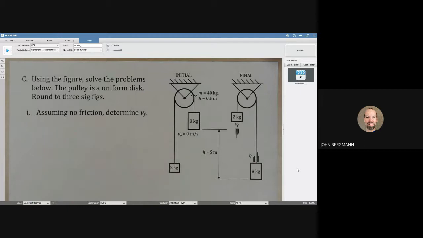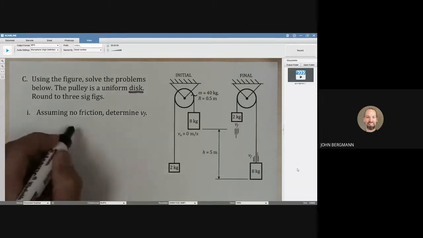Here's our situation. We have an 8 kilogram mass on the right, a 2 kilogram mass on the left, and a disc that is a pulley. There's its mass, there's its radius. First, assuming no friction, let's determine v final.